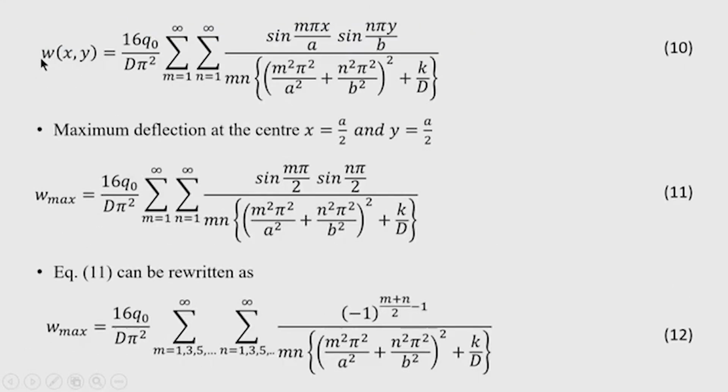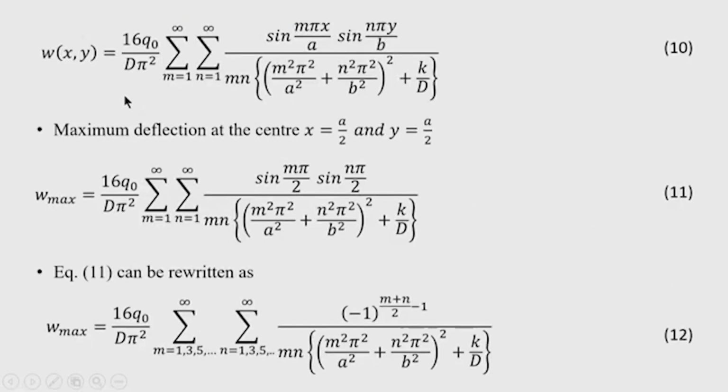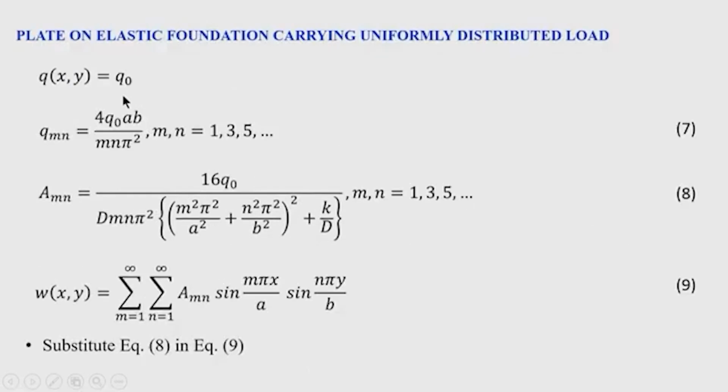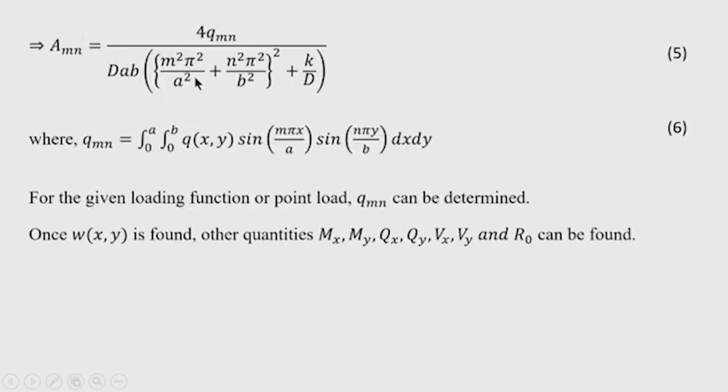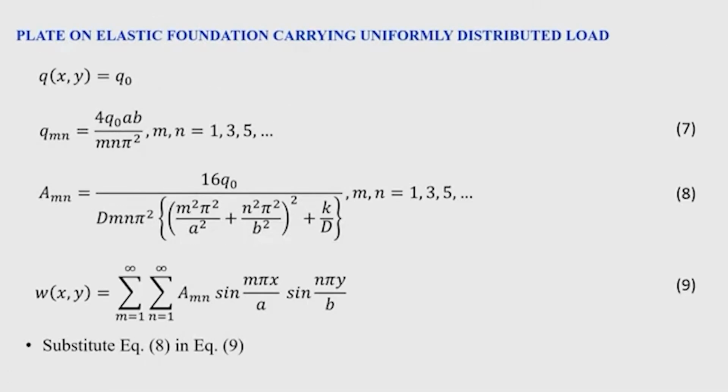Now, let us discuss a case where the plate is carrying the UDL, the uniformly distributed load. In that case q(x,y) is q naught, a constant quantity, and you will get Q_mn equal to 4 q naught a b by m n pi square, where m and n vary from 1, 3, 5 etcetera. Only odd integers have to be considered for this Q_mn.